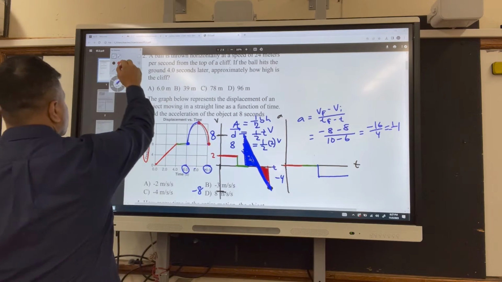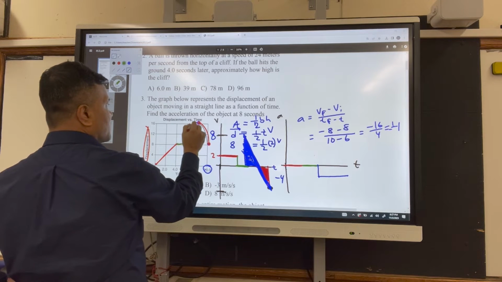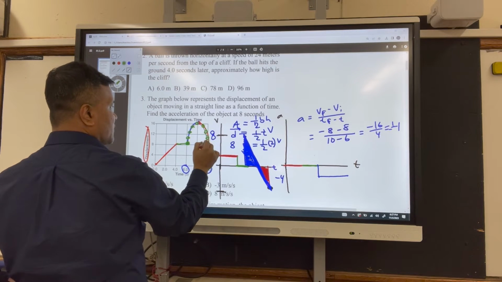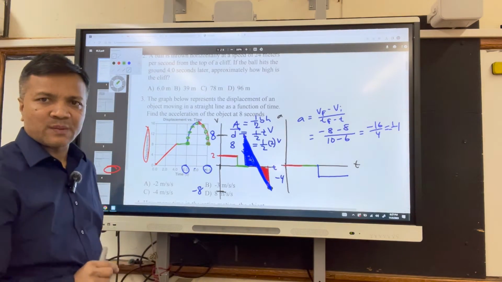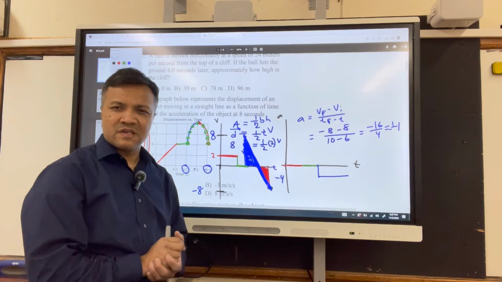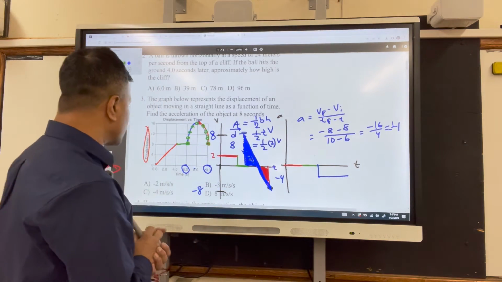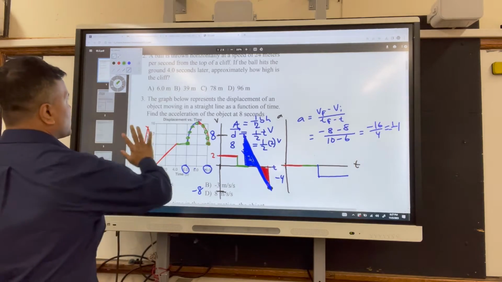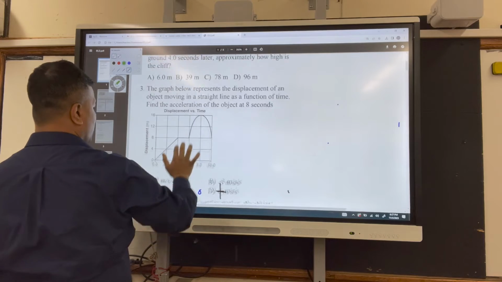So what is the acceleration over here? Negative 4, negative 4, negative 4. Acceleration at every single moment between 6 to 10 seconds is negative 4 for this reason. So the answer is, of course, negative 4. Okay, that takes us to problem number 4.